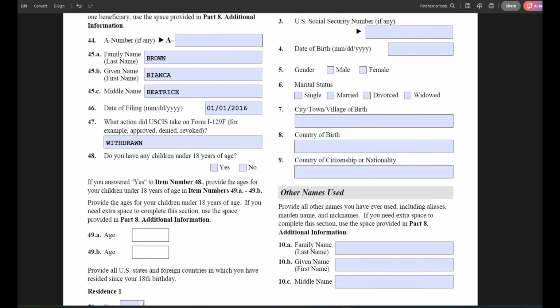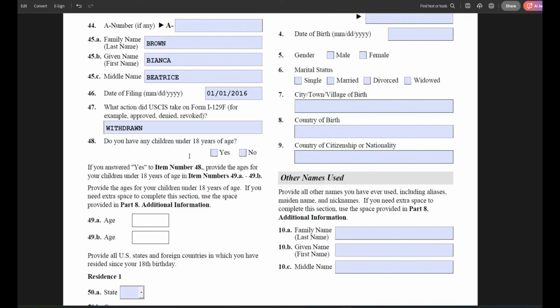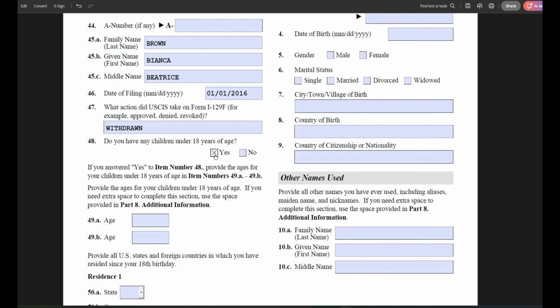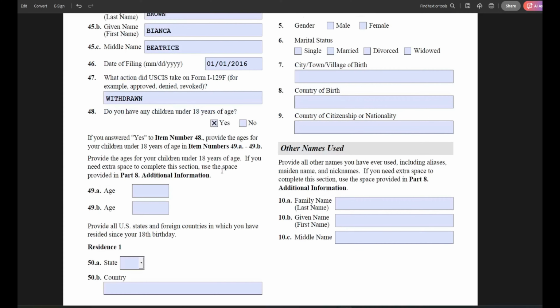The next question asks if you have any children under age 18. Even if these children do not reside with you and you don't claim them on your tax returns, you still should be mentioning any children you have under age 18. Let's say, for example, we do have a child. In that case, you will only need to provide the ages of those children. You do not need to provide ages of children that are over 18. So let's say, for example, we have a 12-year-old child.